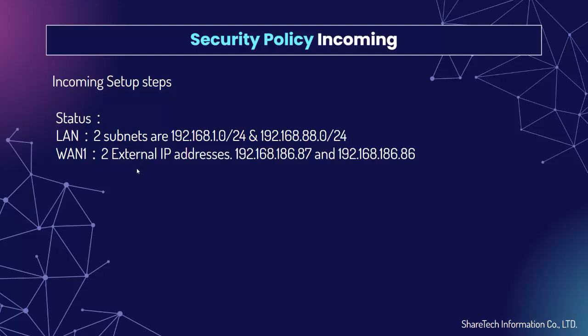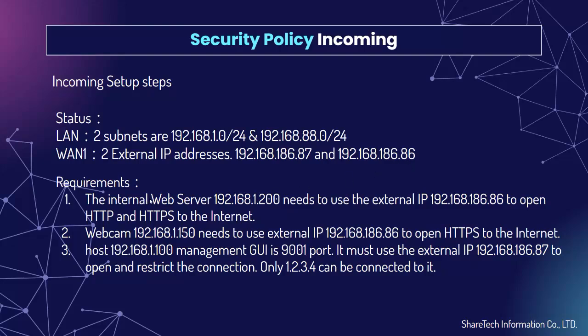I have two external IP addresses. The first one is 186.87 and 186.86. The requirements are these. If there is a conflict between these three requirements, how can we adjust the settings?